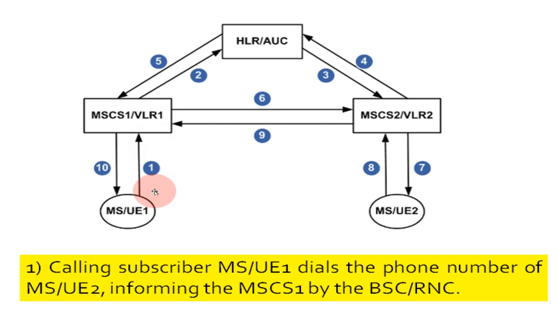So in step 1, what happens is that the MSC1 is going to receive a signal from MS1 via the BSC and BTS. What is that signal? The called number, which is MS2. Now in step 2, we are going to see the description. But step 1, for example, what do we have? We have the calling subscriber MS1 dials the phone number of MS2, informing the MSC1 by the BSC/RNC.